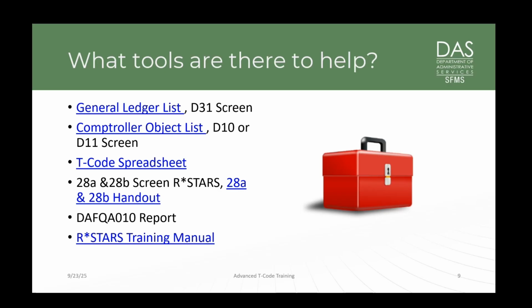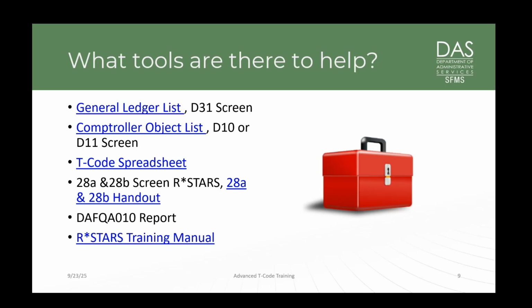The 28A and 28B screen in R-stars give you so much information about each T-code, but we also have a handy 28A and 28B handout that explains all of the million lines. There's literally like a million on those screens. And then you might order the DEFQA 10 report in R-stars. It's going to give you some more information about T-codes. And we also have the R-stars training manual. There's a bunch of information there too.